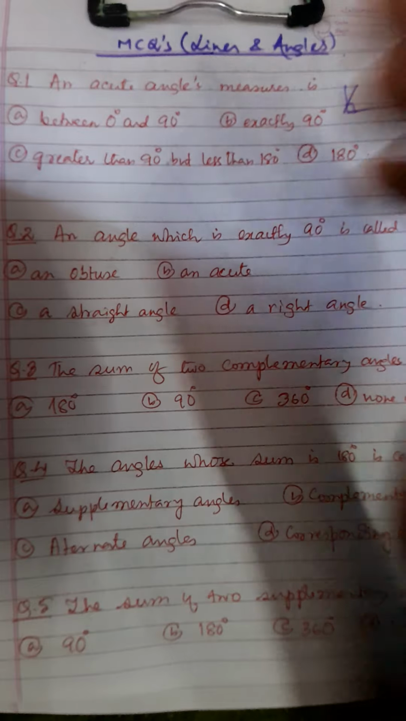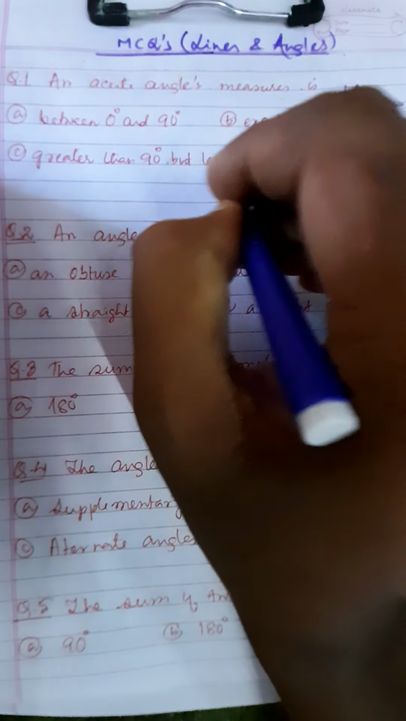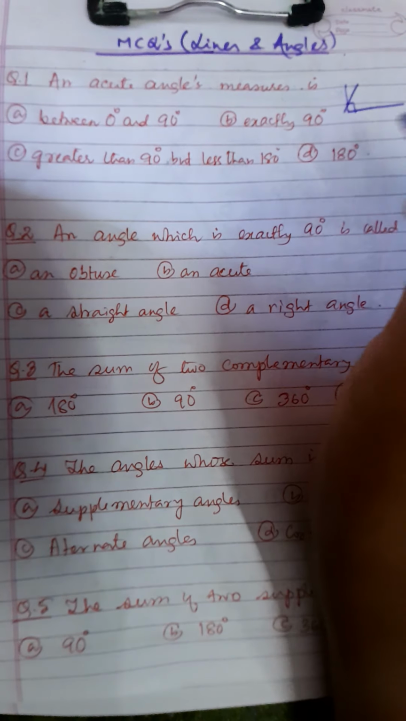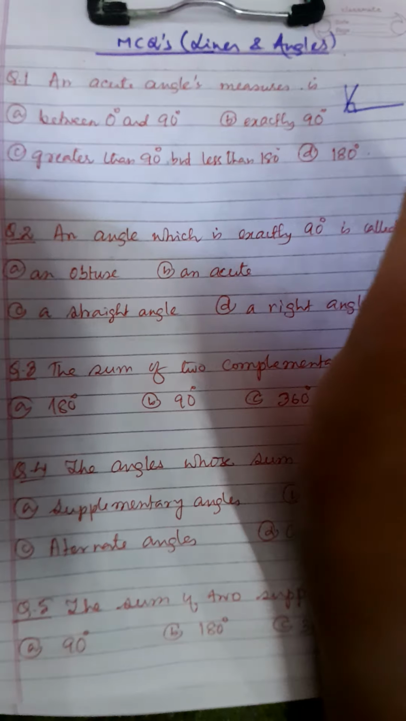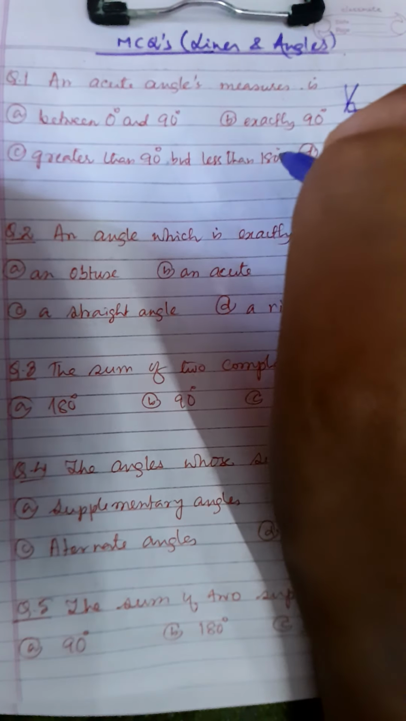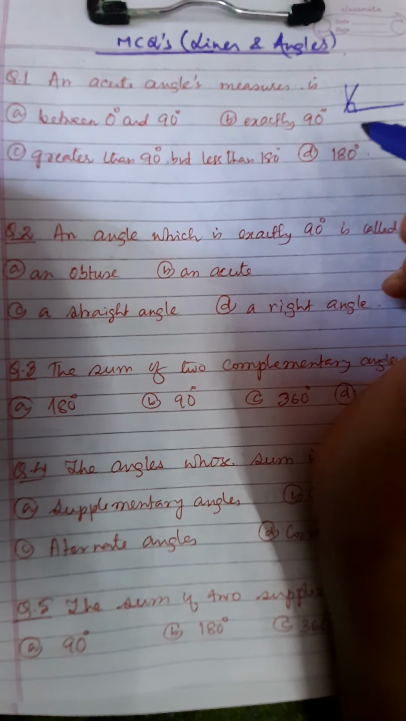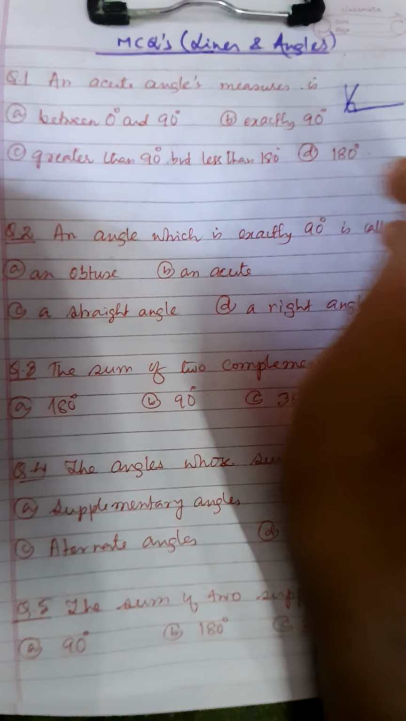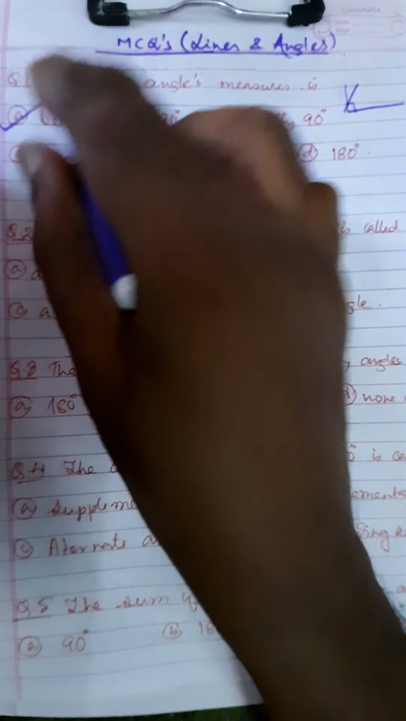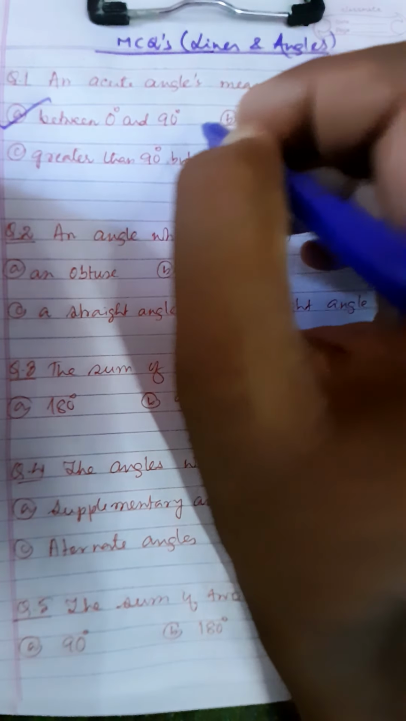The options: angles between 0 and 90 degrees, greater than 90 degrees but less than 180 degrees, exactly 90 degrees, and 180 degrees. Exactly 90 degrees is a right angle, so that cannot be. Greater than 90 but less than 180 cannot be, because the angle should be less than 90 degrees. And 180 degrees is a straight angle. So option A is the correct option: between 0 and 90 degrees is the acute angle.